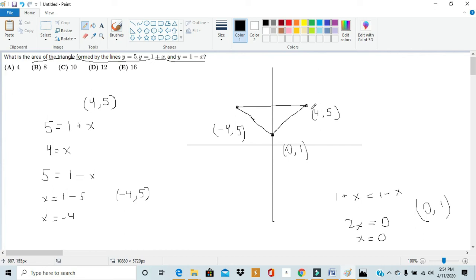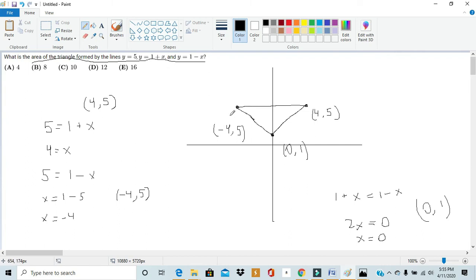First off, we see that this side of the triangle, the one with vertices of negative 4, 5 and 4, 5, well, they both have the same y component. Well, this means that this line is parallel to the x-axis. That's good to note because the x-axis is perpendicular to the y-axis.